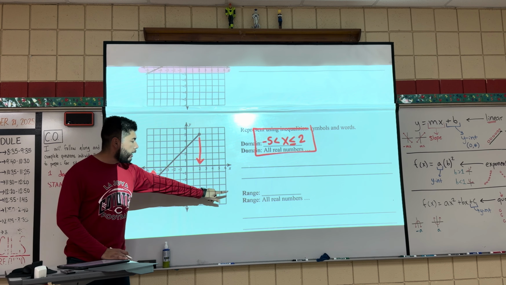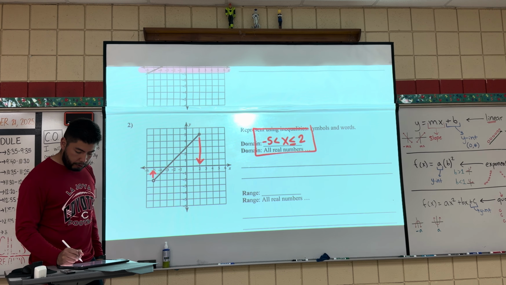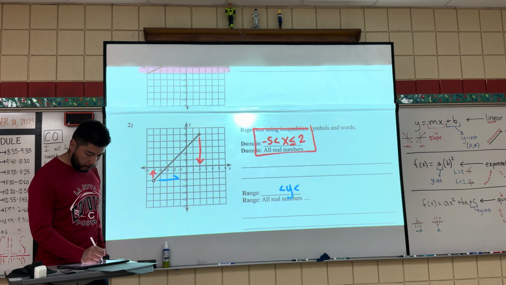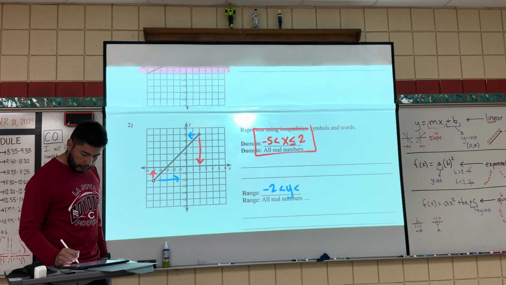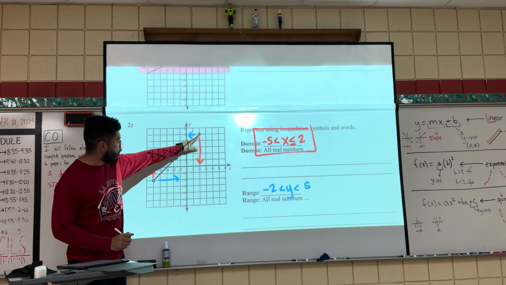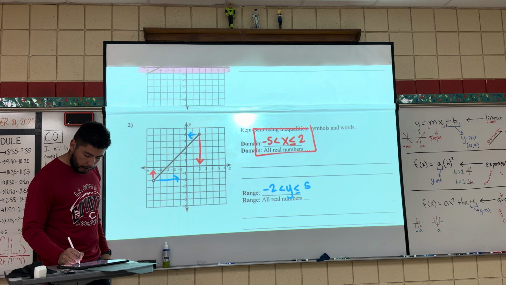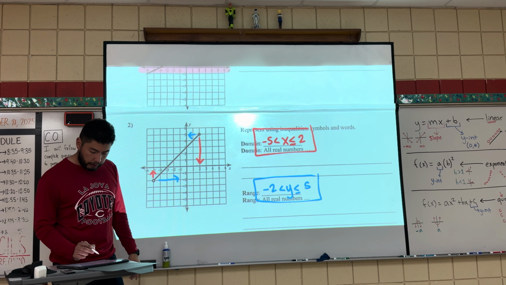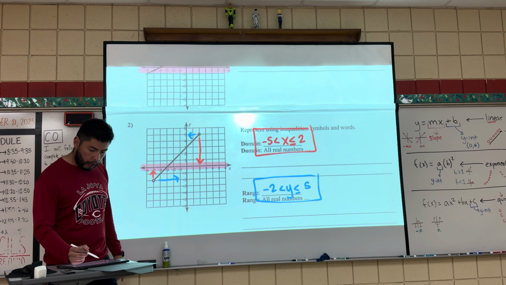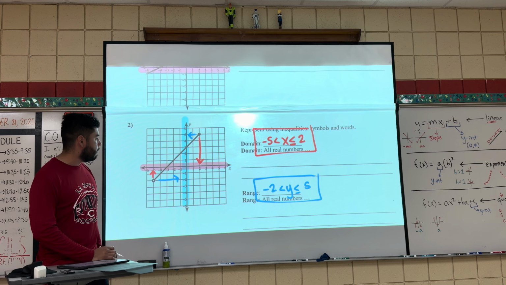Now let's look for range. Range, we learned, is y. So only look at the y numbers here. It got to -2 and it got to 5. This one is closed, so put a line under, and there it is. Very, very simple. Remember, x, only look at the numbers here. Y, only look at the numbers there.